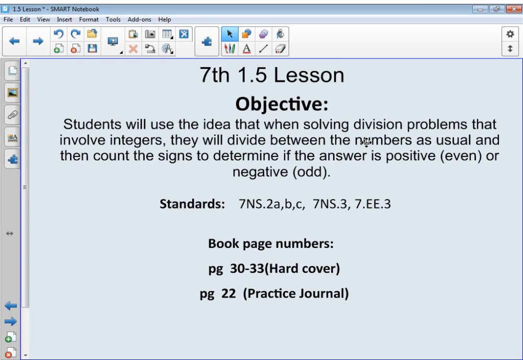The page numbers out of the Big Ideas Red Book are pages 30 through 33 out of the hardcover book and page 22 out of the practice journal.